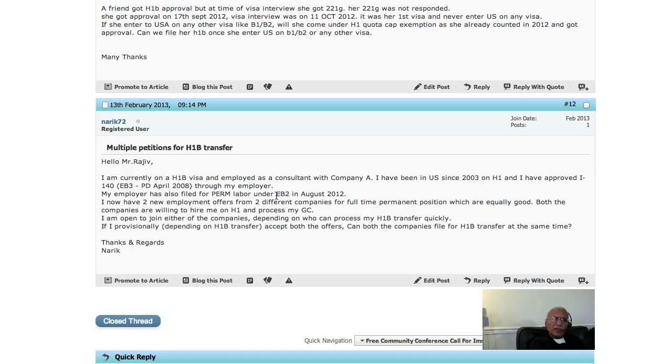Okay. Last question for the day. Narik72 wants to know this. So, currently on an H1B. Now, if two companies apply for my H1, is that going to be a problem? Not at all. You see, the only restriction is this. Multiple simultaneous H1B, only one restriction. If you are subject to the cap, first of all, you are not subject to the cap. So, same employer can file 10 cases for you. 10 different employers can file 10 cases for you.